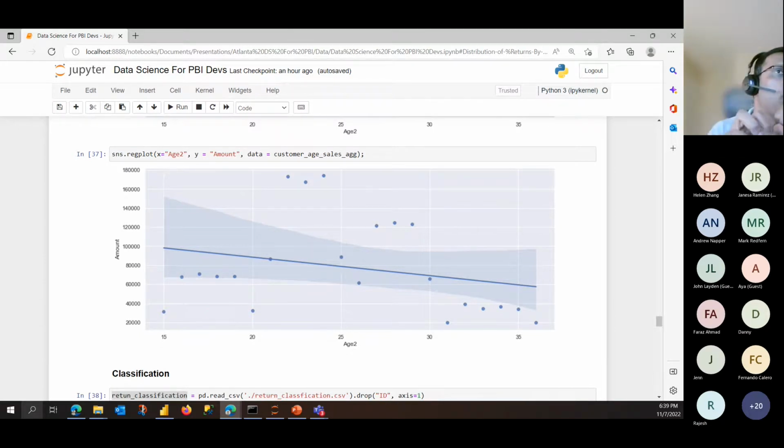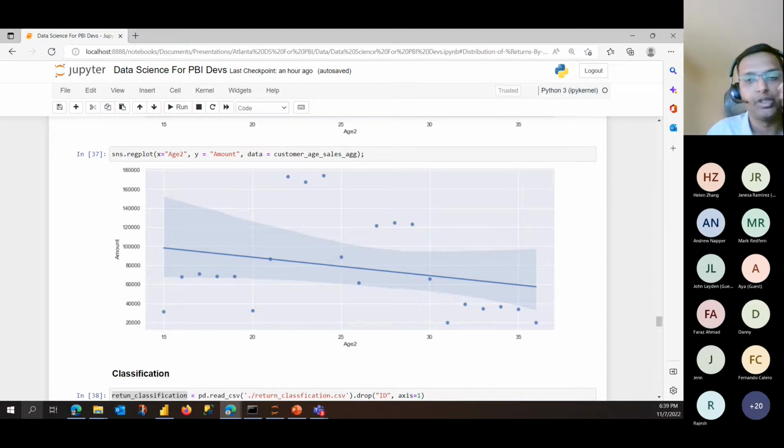If we want to come to that sort of a conclusion and definitively say that age has an effect on the amount, then we would have to go to that level of experimentation to say that age definitely has an effect on the amount that the person is spending.